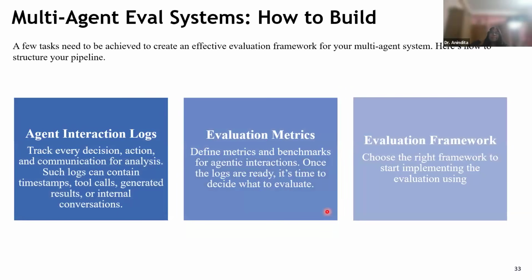So how to build a multi-agent evaluation system? Start with agent integration logs, which track every decision, action, and communication for analysis. Such logs can contain a timestamp, tool call, generated result, or internal conversation. Then evaluation metrics: define metrics and benchmarks for agentic interaction. Once the logs are ready, it's time to decide what to evaluate. Then an evaluation framework: choose the right framework to start evaluating.